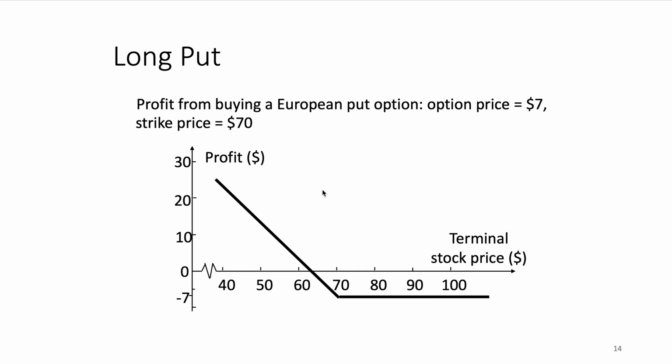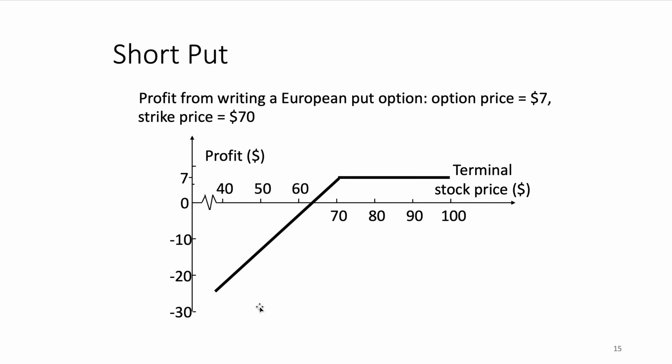Here X is the strike price minus the put price. 70 minus 7 equals 63. So anything below that is profit. All right, so this one is the long put.